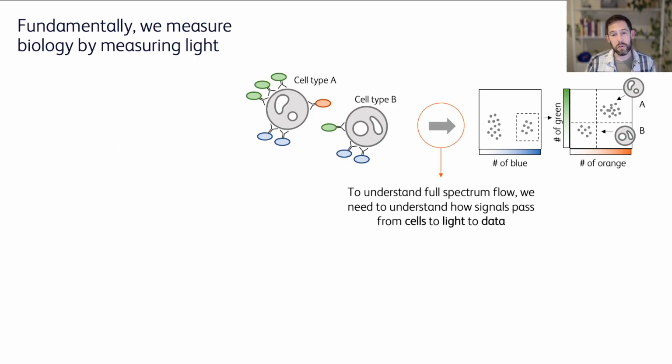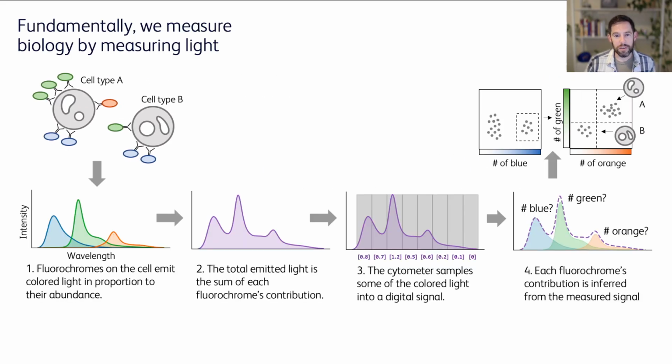To understand full spectrum cytometry, what we need to understand is how signals go from cells to light to data that we can interact with. So let's break that path apart. Each of those colors or fluorochromes is going to emit light in proportion to their abundance on each cell, giving us some total new color that's representative of the sum of each fluorochrome's contribution. What a cytometer sees is some discrete sampling of that emitted light over the wavelength range that the cytometer measures.